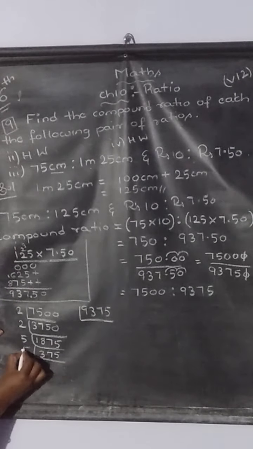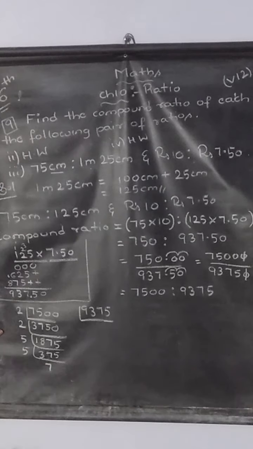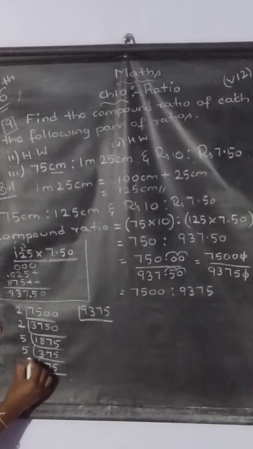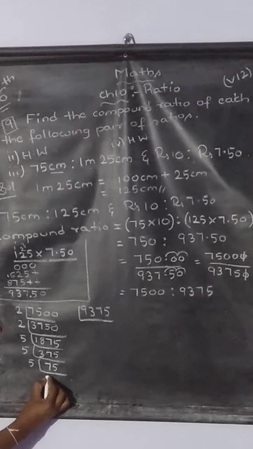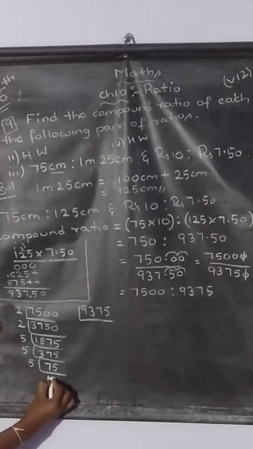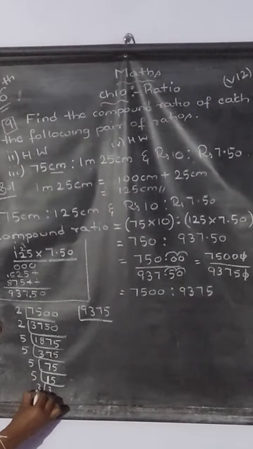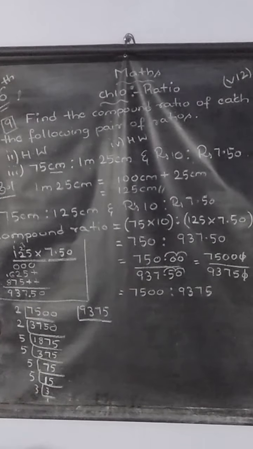Next, 5 in the unit place means it will come in 5 1s are 5, 7s are 35. 2 remainder 25 means 5 5s are 25. Okay. Again 5 in the unit place, it will come in 5 1s are 5. 6 7 25 now. 5 5s are 25. Okay. 5 3s are 15. Okay. 3 1s are 3. Once I got 1, I should end the procedure.